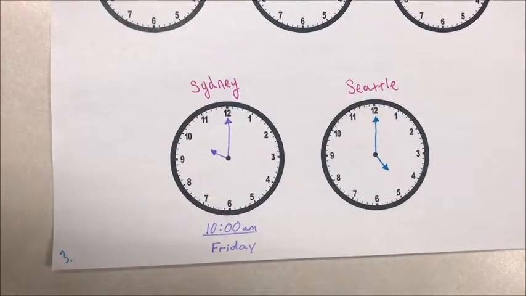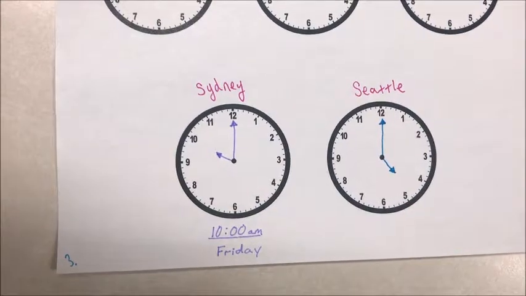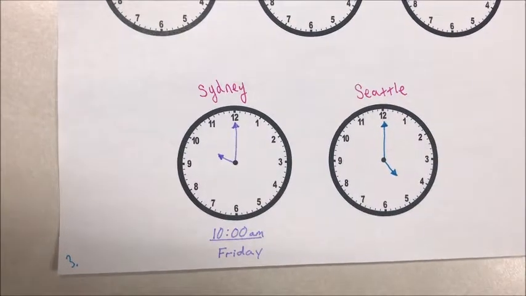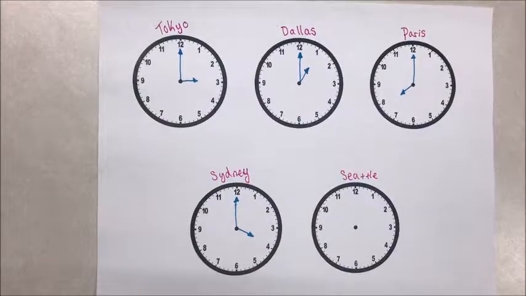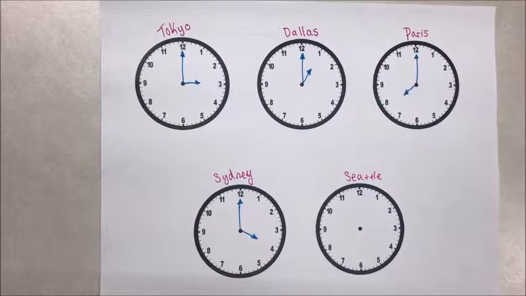If you got 10 a.m. on Friday for the time in Sydney, you got it right. Good job, class. For your homework problem this week, you're going to find out the time in Seattle.